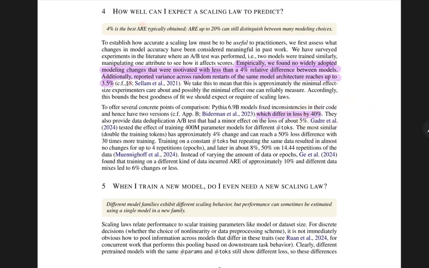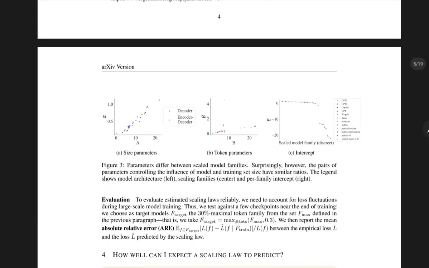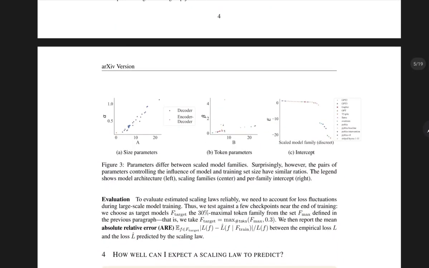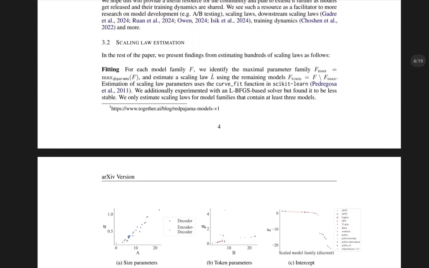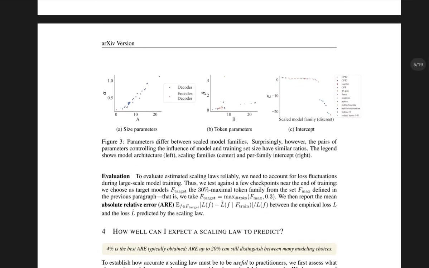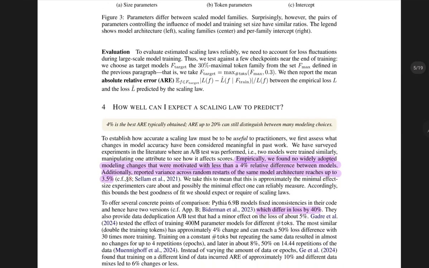So how well can I expect a scaling law to predict? 4% is the best, typically, and it can go up to 20%. Now, if you guys are thinking about how we are going to do it and what the estimates are, they have already talked about it, right? Because if you look at the previous points, in most of the cases they are saying that they took the model families and worked on making sure that the token and parameter counts remain consistent, right? They have used the model family to make sure that the curve fit remains on the particular formula that they have defined above, right? So yeah, now coming to below, we'll see some more differences.